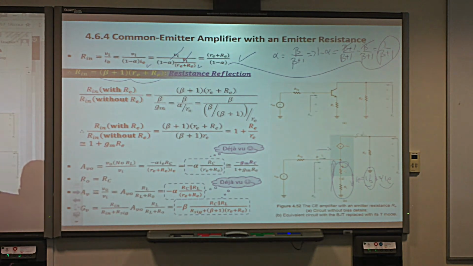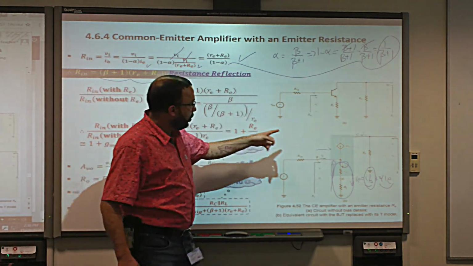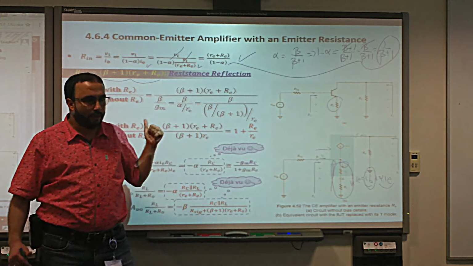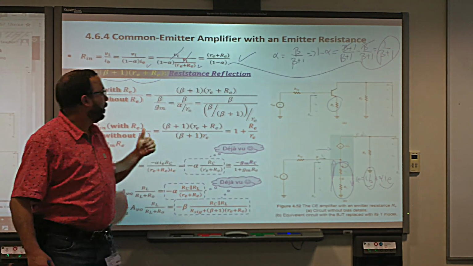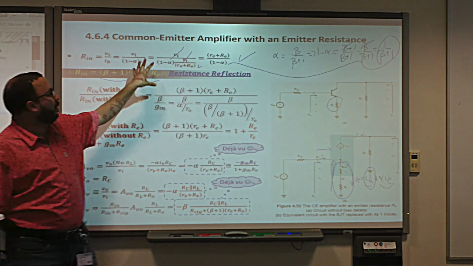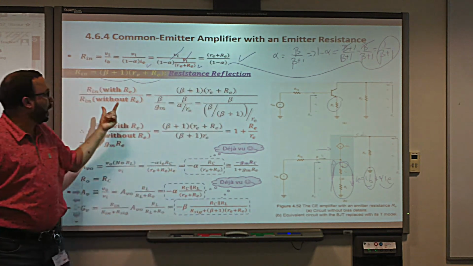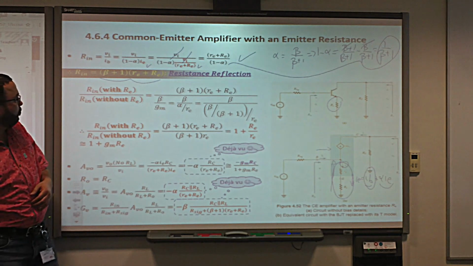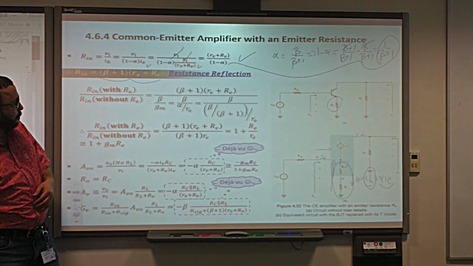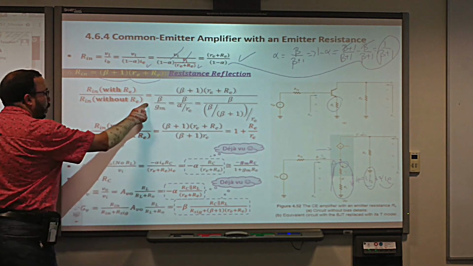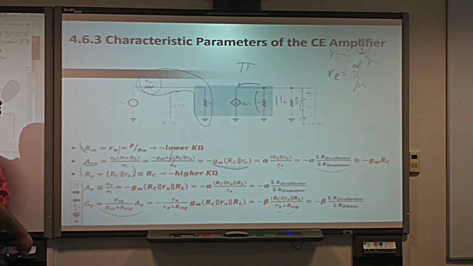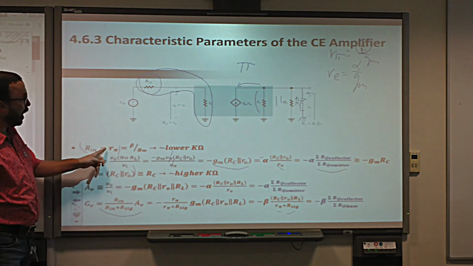Now, let's compare our input resistance when we have RE, the big RE, and when we don't have RE. The one with RE, we have it here. Without RE, it is equal to beta over GM. We just calculated it just now, yes or no? Remember the input resistance before was equal to R pi.